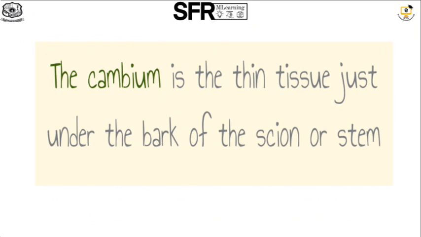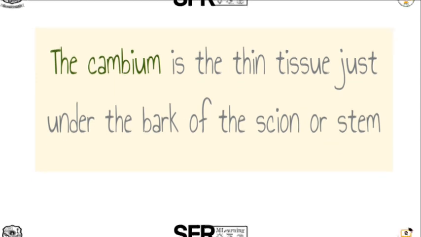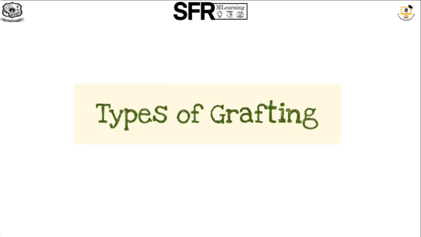So, what is the cambium? It is the thin tissue just under the bark of the scion or a stem. That is the central portion of the stem, in between the xylem and phloem. And next, what are the types of grafting?